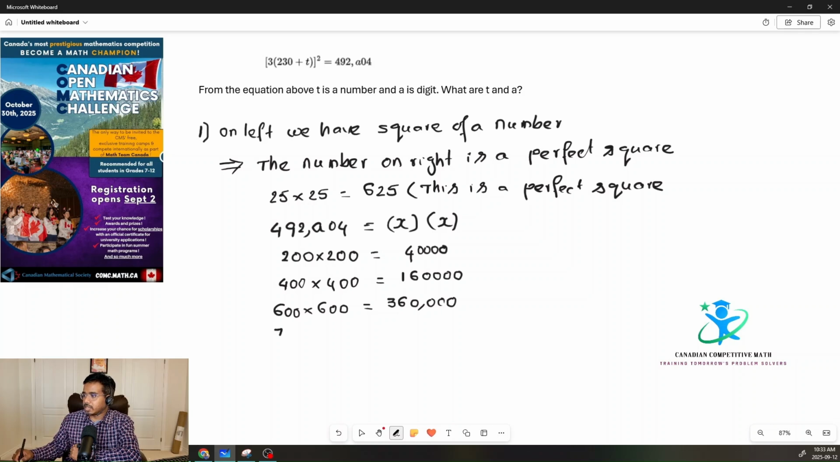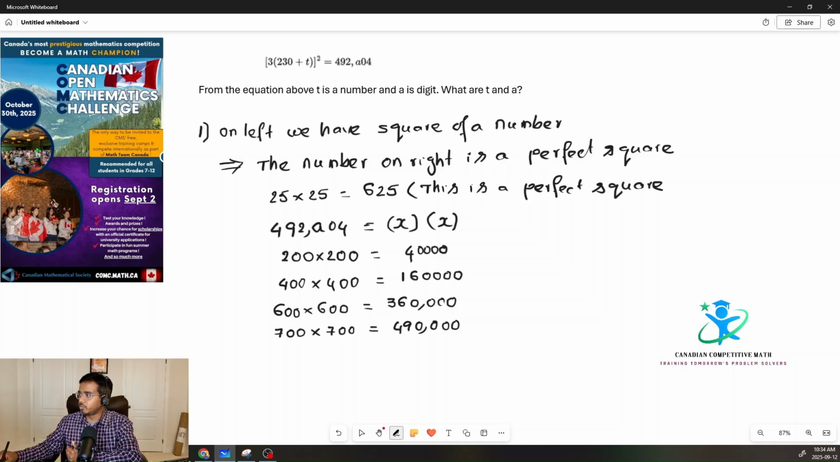So let me try 700 times 700, which is 490,000. Oh, I'm closer. I want a perfect square which is 492A04. If I take 700 times 700, it is 490,000. So the square root I'm looking for must be very close to this.